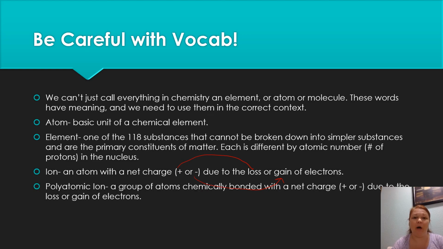And last, we have polyatomic ions, which is a group of atoms chemically bonded with a net charge of positive or negative due to the loss or gain of electrons. So like we saw in the last slide, it's a group of atoms that have that charge together.